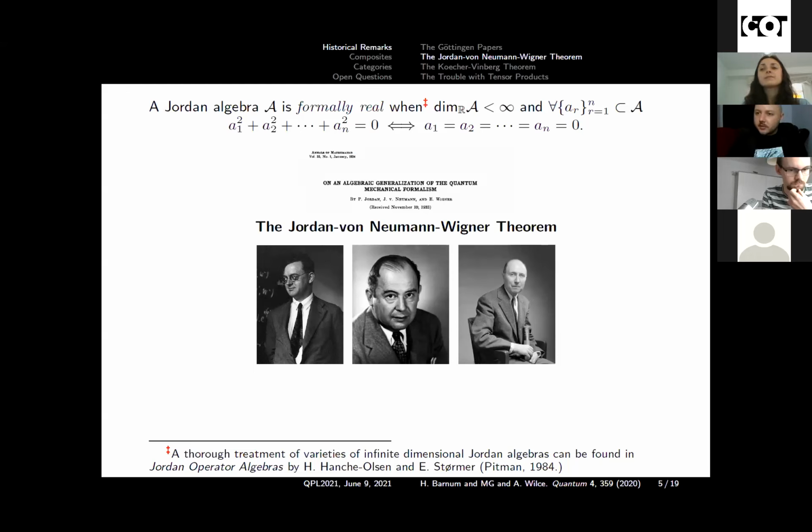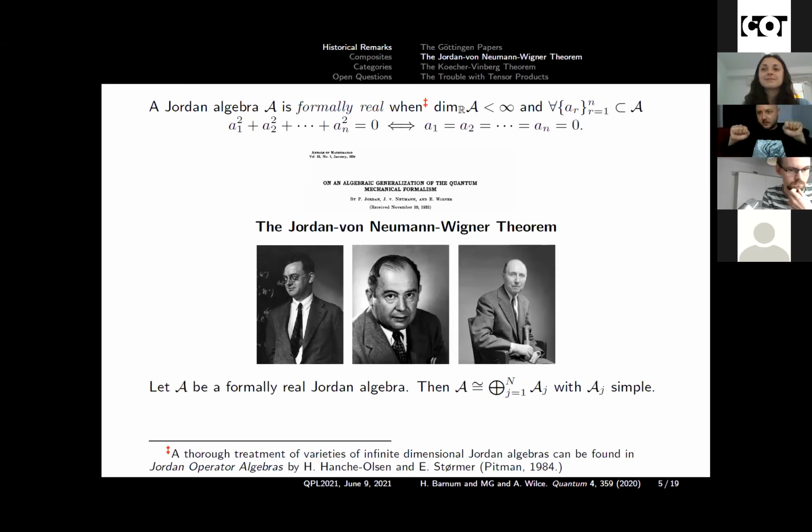This theorem is a big theorem in the field. They classified these things. Let A be a formally real Jordan algebra. The first part of the theorem is that you can decompose it as a direct sum of simple algebras. And by simple, I mean the ideals are either the empty set or the whole algebra itself.